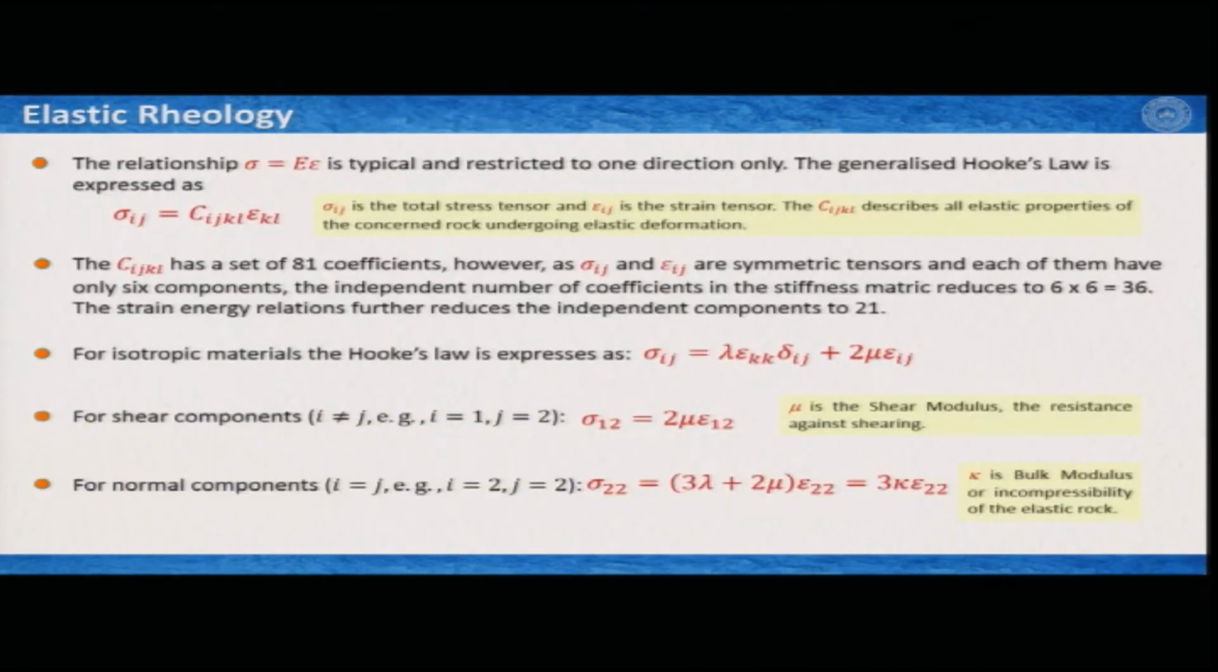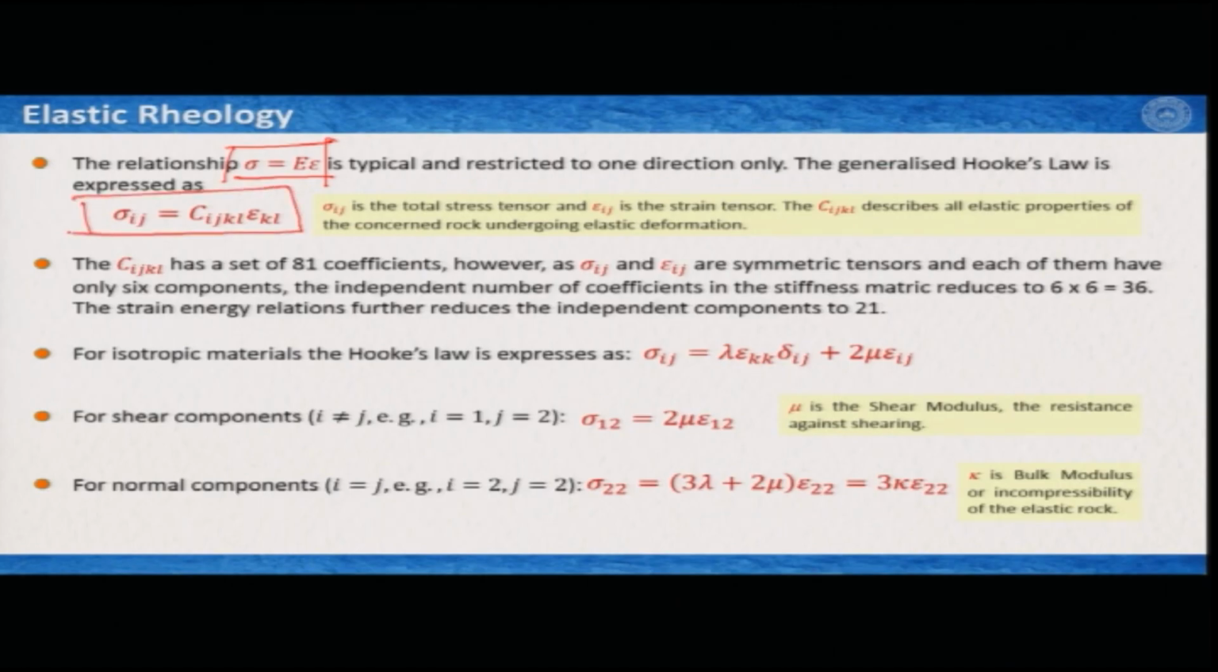Now, the generalized Hooke's law is a little expanded from what we have learned. This E equal to Young's modulus multiplied by strain, but this equation is typical, and you can see that it does not include any direction that we talked about, it does not include the anisotropic components. So, therefore, the generalized Hooke's law is written in this tensorial form.